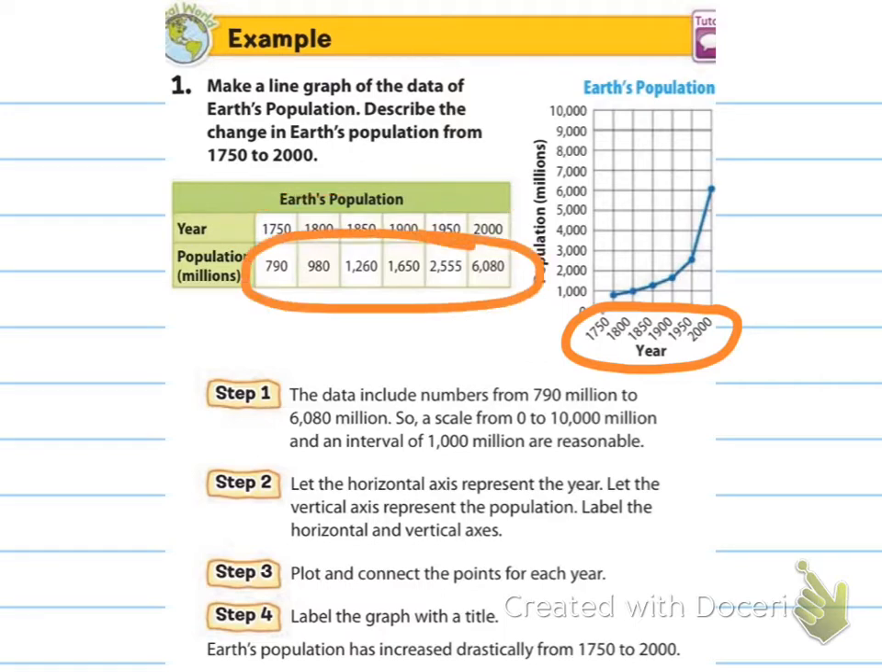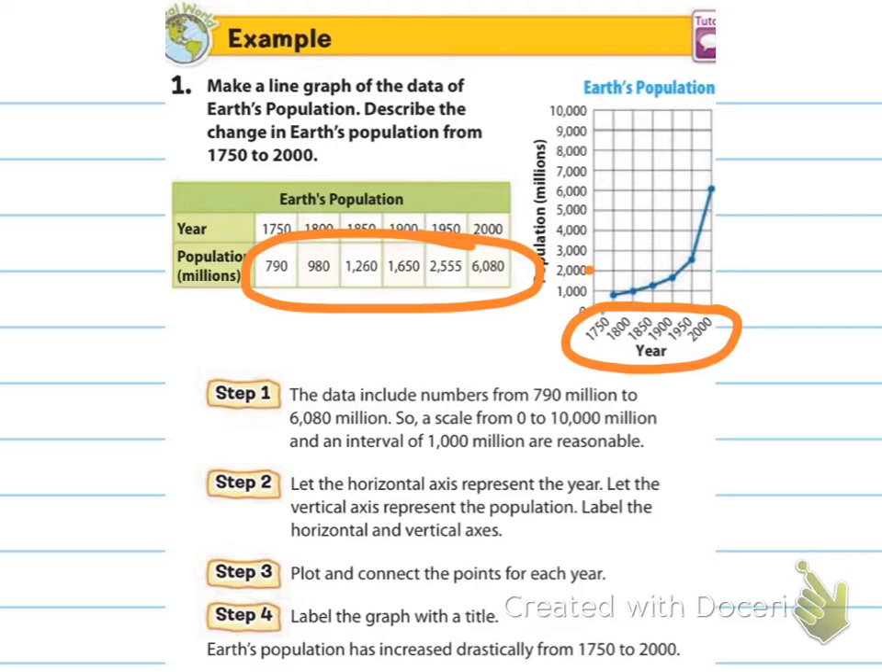Then with the population, we go from 790 million to 6,080 million. So to be able to do that, we needed to skip count and make it reasonable. So they used skip counting by thousands so that we could get from 790 up to the 6,000 point without getting crazy. If we were doing hundreds, it would be an amazingly high thing. To be able to go all the way up to 6,000, you'd have a crazy large graph.